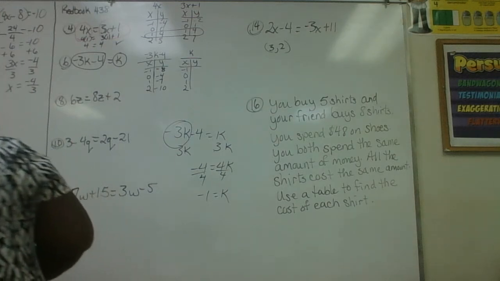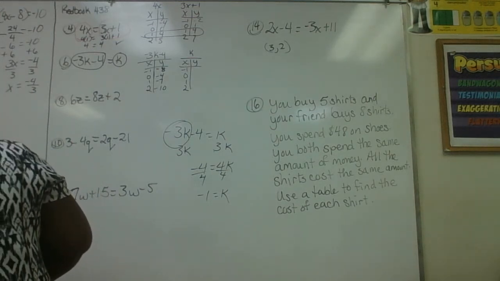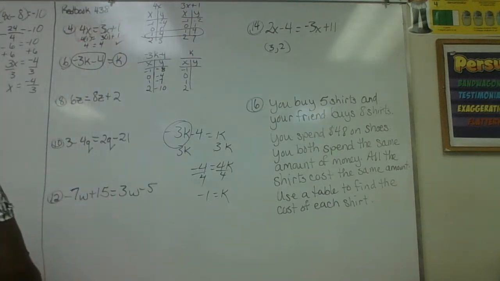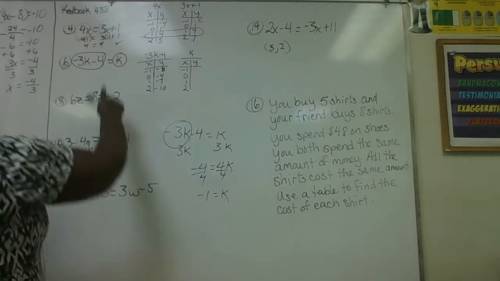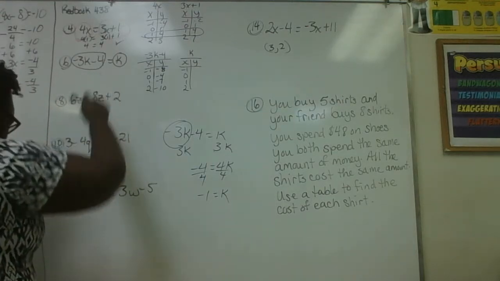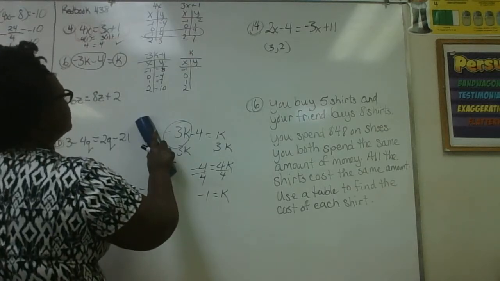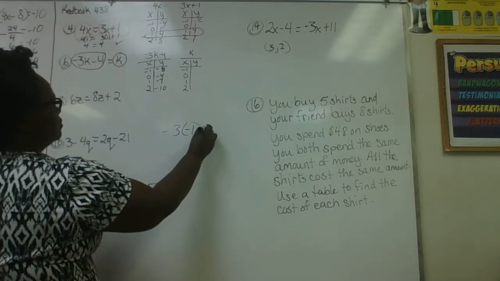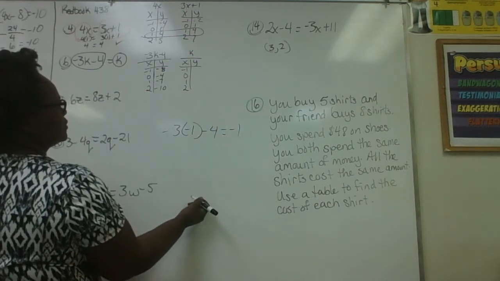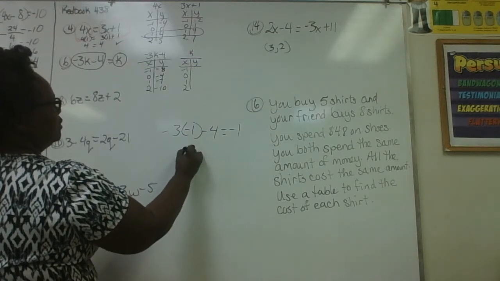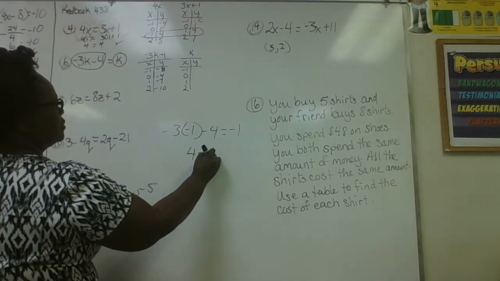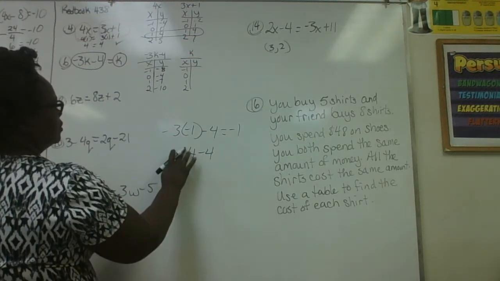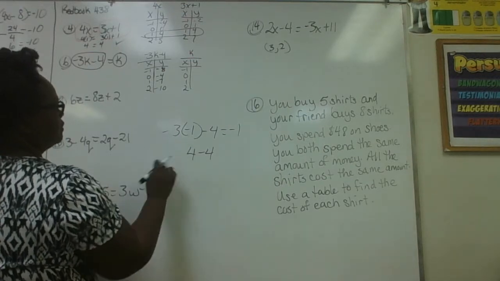Let's see what the text has to say about it. The text says it's negative 1. But when I plug in negative 1, I don't know if I agree with it. Let's see. Negative 3, negative 1 minus 4 equals negative 1. This would be a 4 minus 4, negative 4. No, that would be a 4. Negative times a negative gives you a positive.